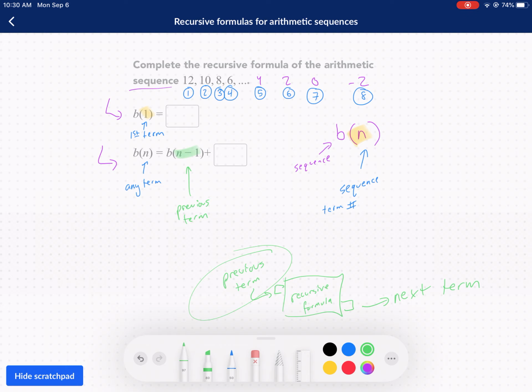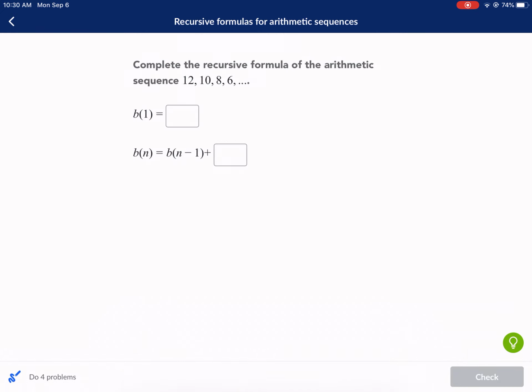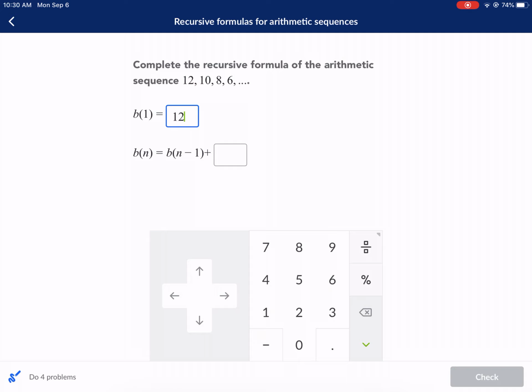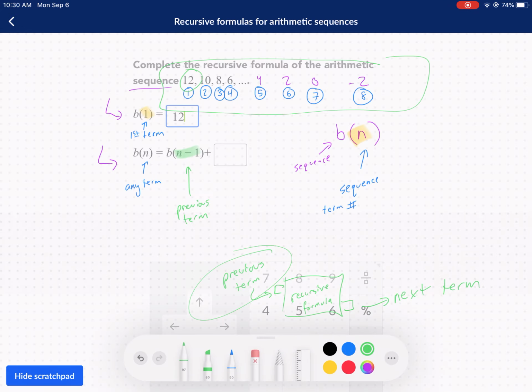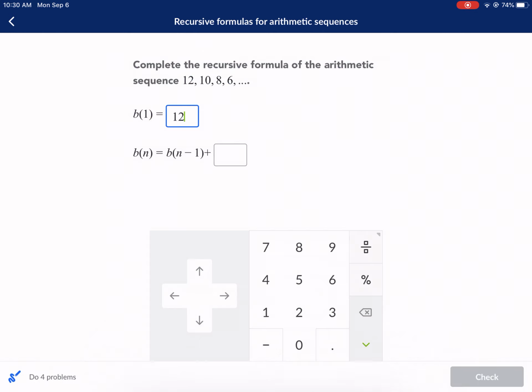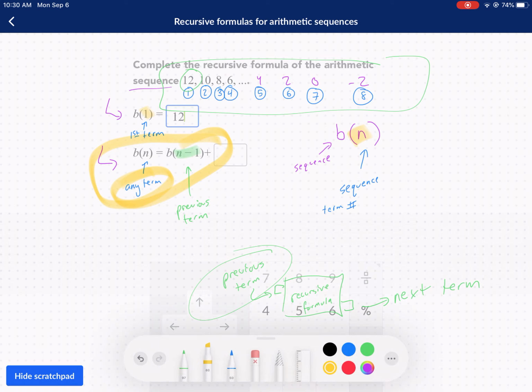Okay, so the first term it's asking about, according to this sequence right here, is clearly 12. So we know that the first term is 12, okay? Because it's the first one that we see in the order. All right. Now, when it's asking for this part, it's saying for any term, okay? For any term, what's the pattern? Okay, what are we doing? Well, we have to take the previous term and do something with it.